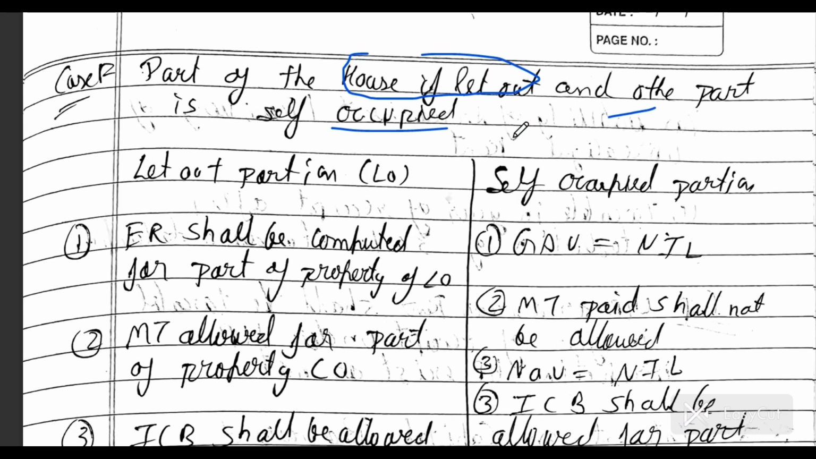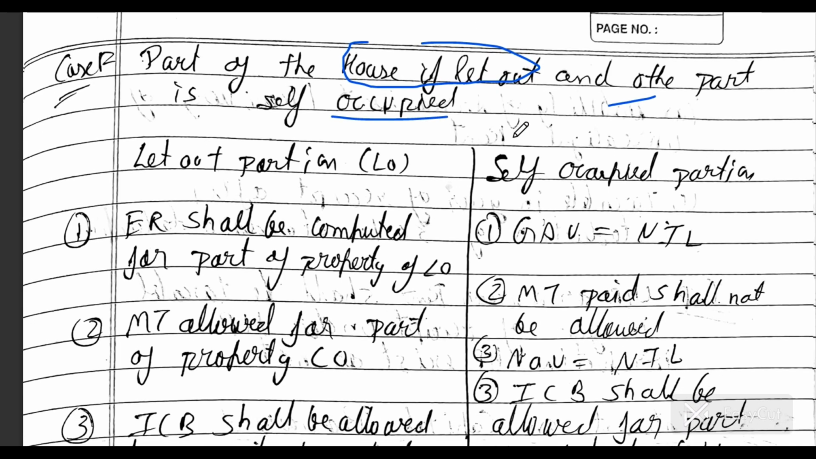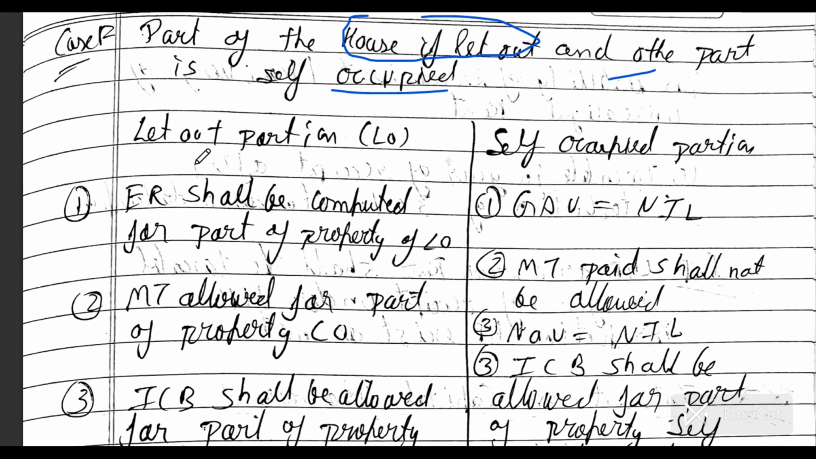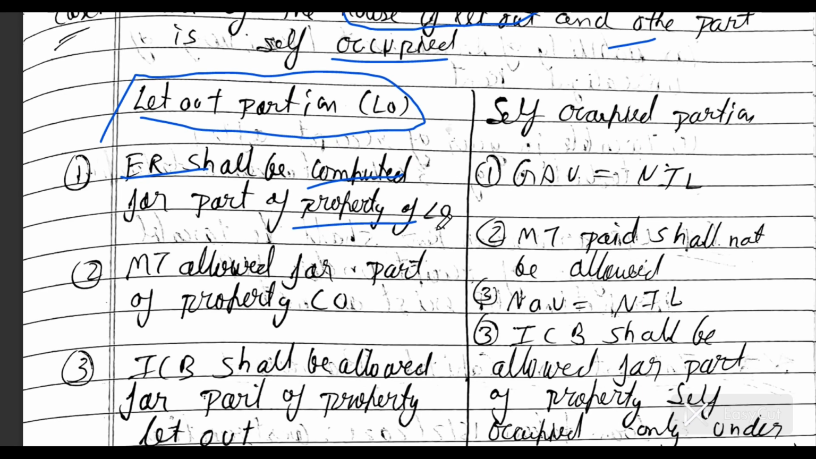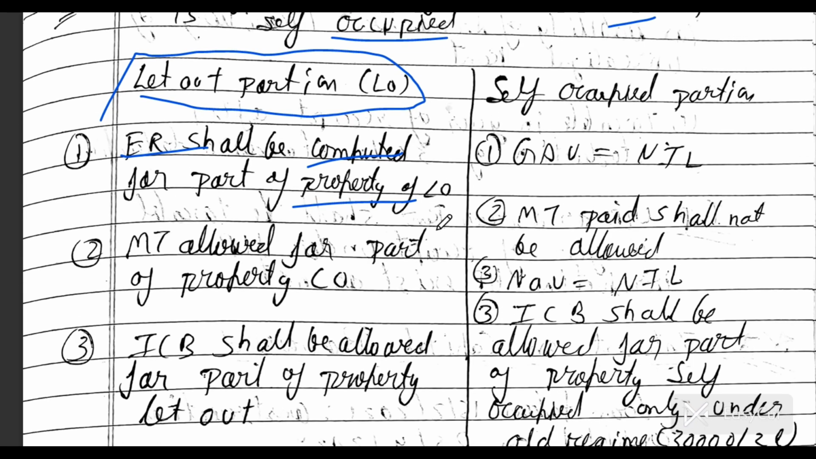For example, the first floor flat is let out and the ground floor flat is self-occupied. Then how will you calculate the let out portion of the first floor? Expected rent shall be computed for the part of the property that is let out. For example, if there is 100%, and 50% is let out and 50% is self-occupied, then in that case 50% of expected rent is taken, not 100%.